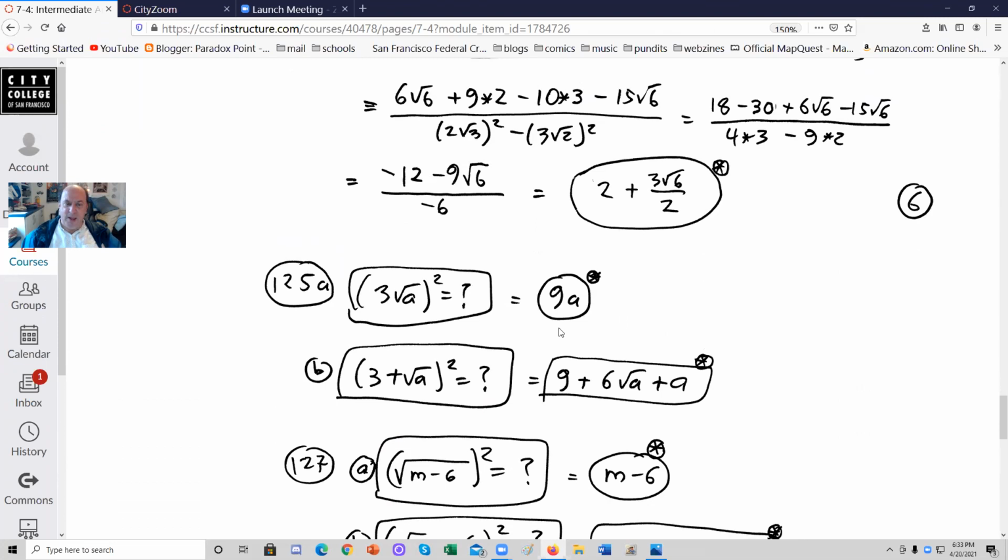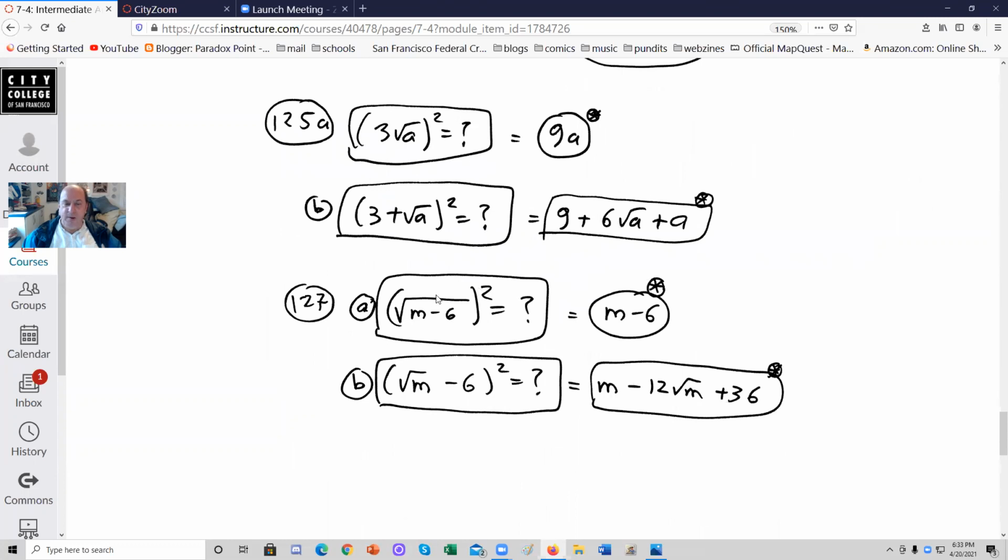Here we have some lookalike problems. 3 root a, squared, what's that? Whereas 3 plus root a, squared, what's that? Okay, this is a square of a product, so you distribute the square. 3 squared is 9, root a squared is a, so 9a. 3 plus root a squared, well, square of the sum is square plus twice product plus square. 3 squared is 9, twice the product is 6 root a, and root a squared is a. 9 plus 6 root a plus a.